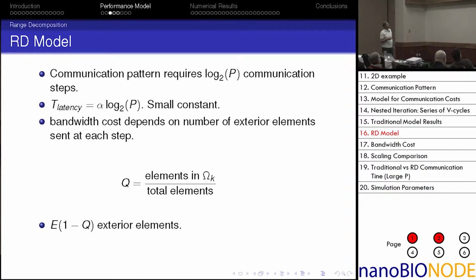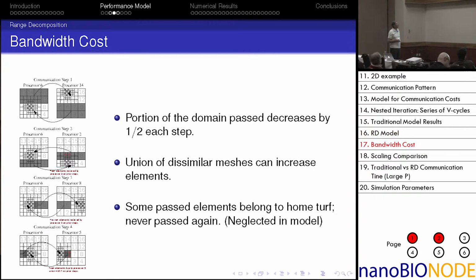For the RD, the range decomposition model, we have to worry about the number of elements that are inside my home turf over the total number of elements I have on that processor. I have to worry about that ratio, and that's something like 90% in a lot of cases, or it can drop, but we'll see. So here's the number of exterior elements. Q times E is the number of interior elements. So this is the stuff we sort of, quote, waste.